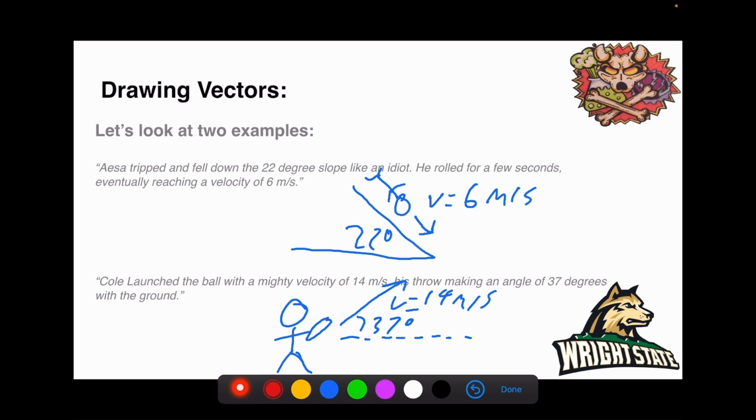So this vector's got a direction of 22 degrees down the slope, down diagonally, and a magnitude of 6 meters per second. This vector has a direction of 37 degrees and a magnitude of 14 meters per second.